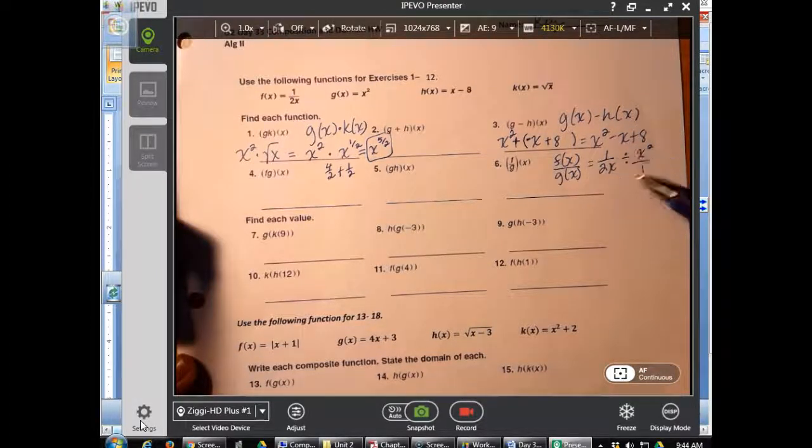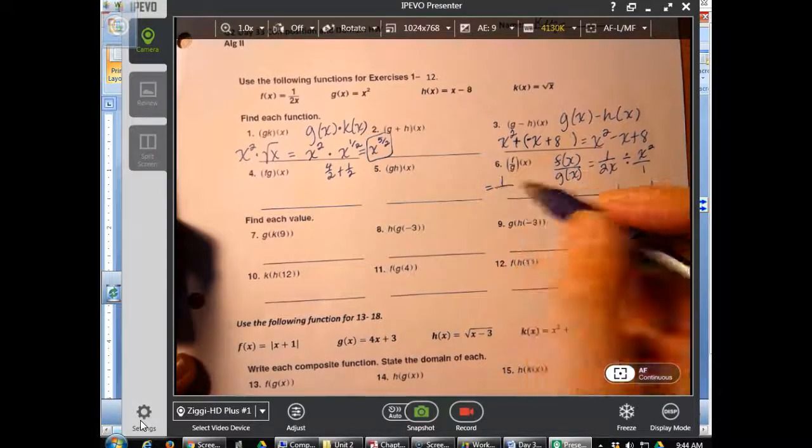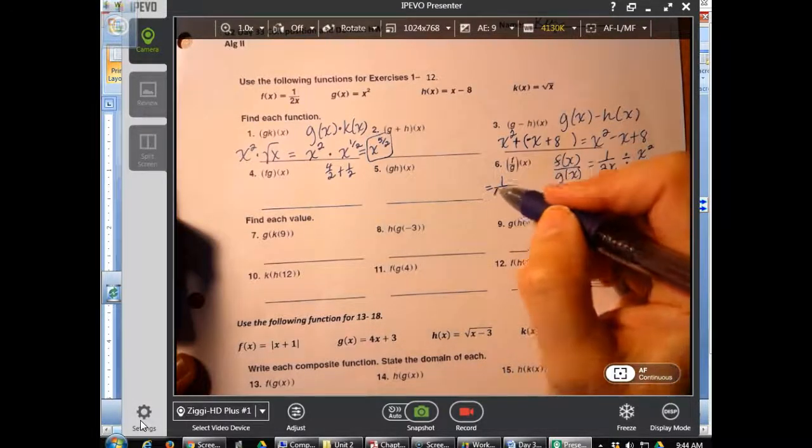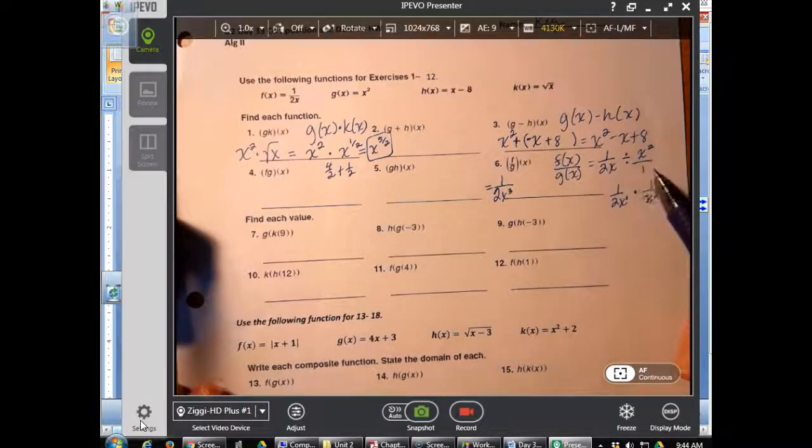So then this is going to be a reminder that I can really do 1 over 2x times the reciprocal like this. And then that would be x squared in the denominator. So I'm going to get 1 over 2x cubed. And where I got the cube from was the 1 here and then the 2 there. Those get added together.